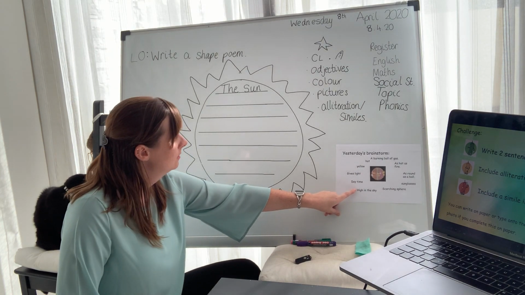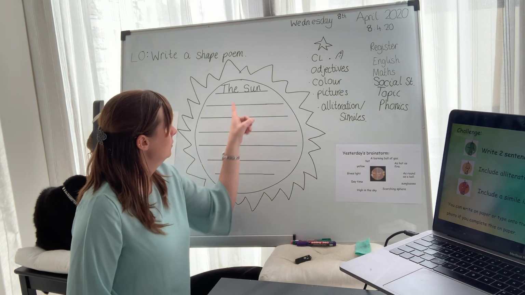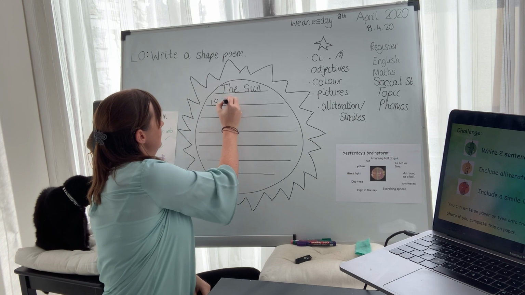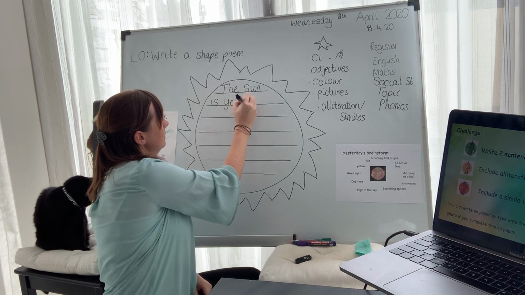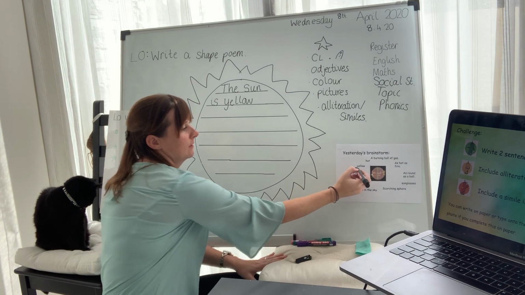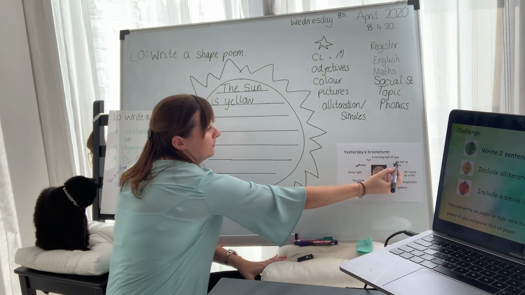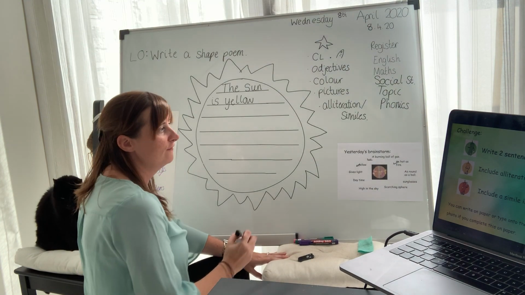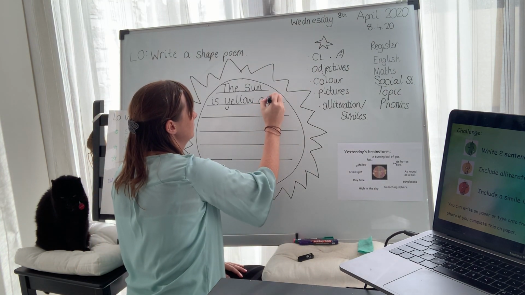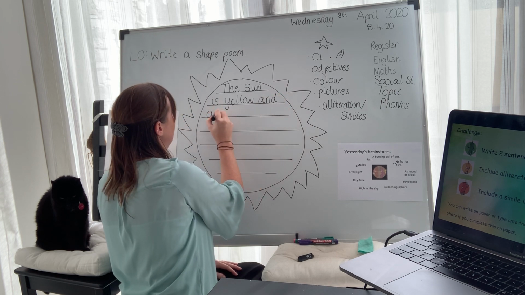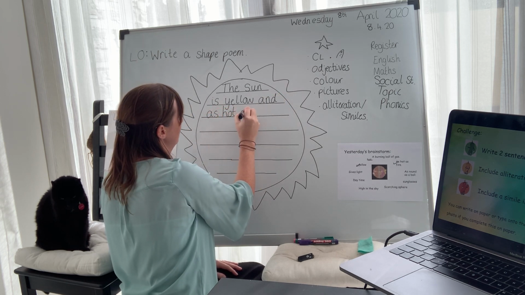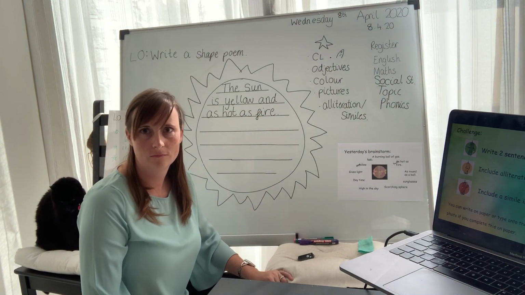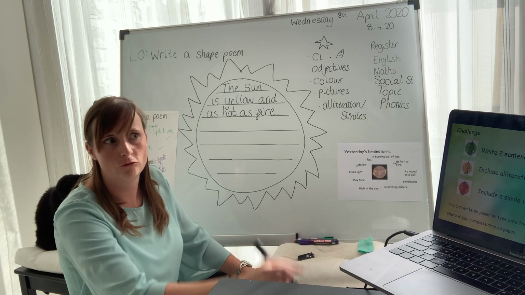How could I start? I think I'm going to do the sun is yellow, so I've ticked that one off. And then I'm going to cross that out, so I'm going to use that one. And as hot as fire. Full stop. So I've got one sentence so far, remembering that I need to have two.